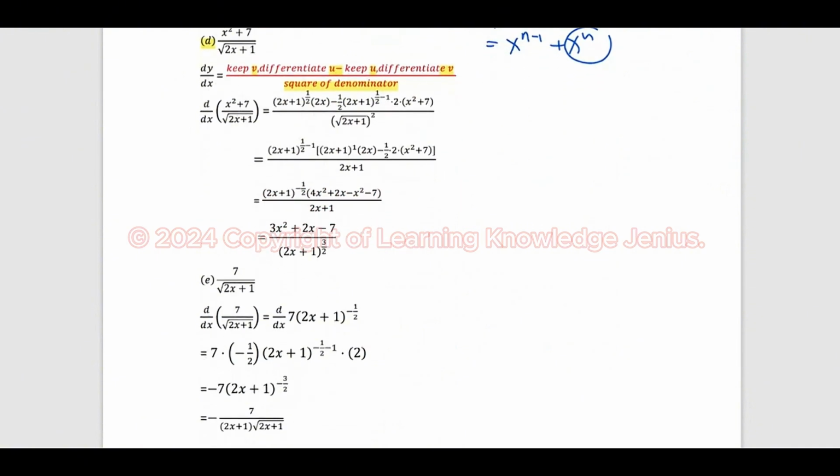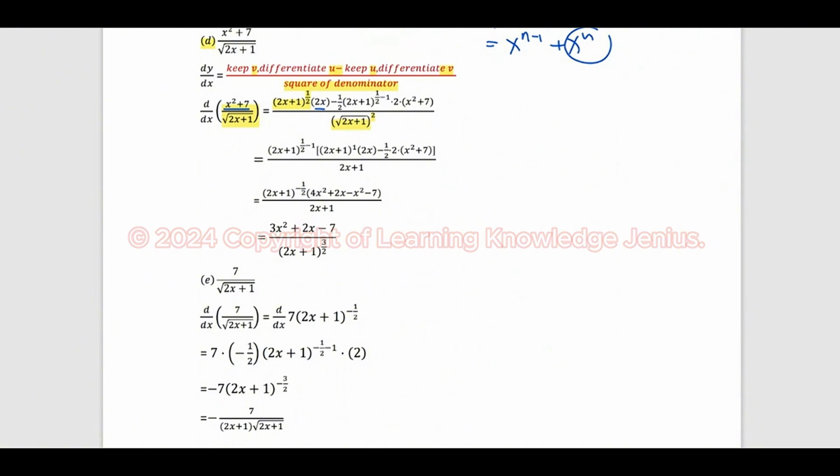So this is to keep the v, differentiate the u, minus, you keep the u and you differentiate the v, and then divided by the square of the denominator, which is the v squared. Okay, so just use an example to see it. So you square the denominator. This is the denominator, you square it. Next, at the numerator, you keep the denominator and you differentiate the x squared plus 7. So differentiation of x squared plus 7 is 2x.